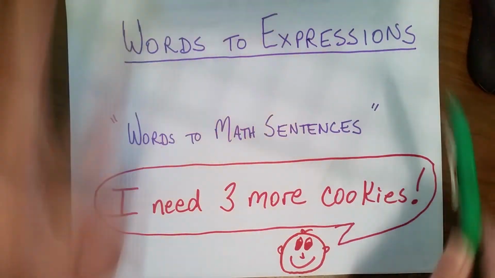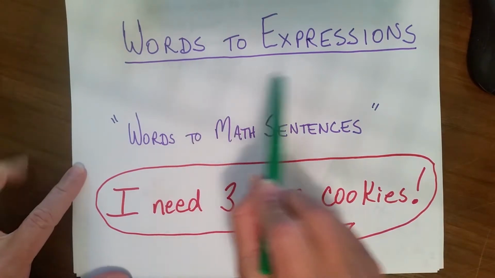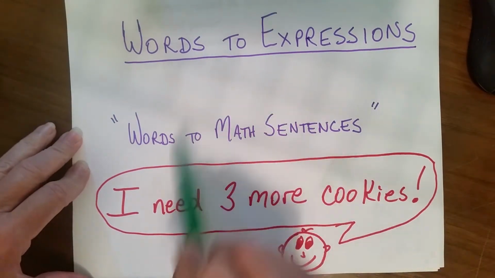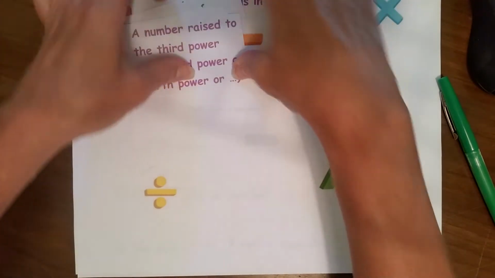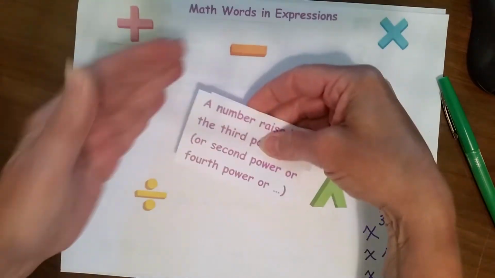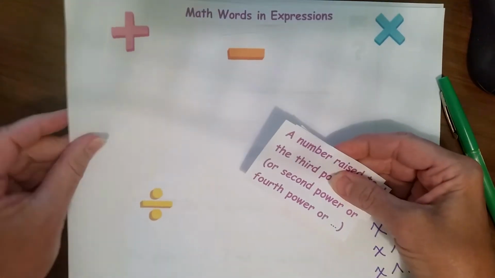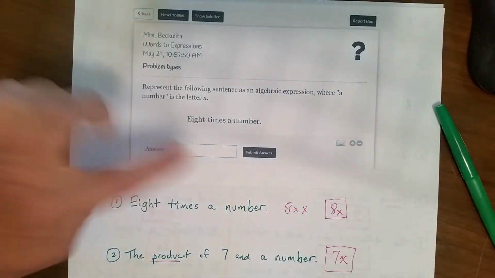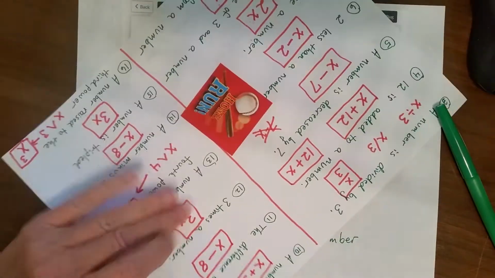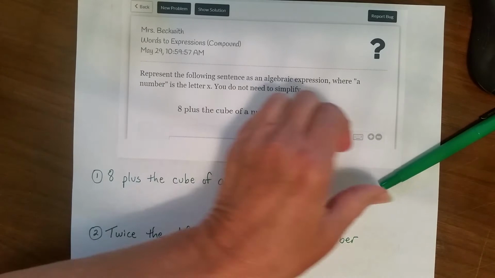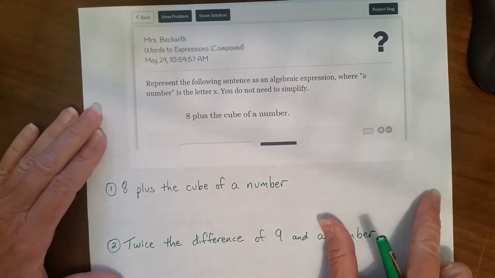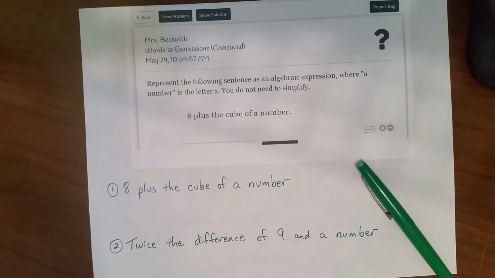But first, we're gonna go Words to Expressions. Again, you've already viewed this one. And we put all of these expressions into the category that they went into. And we went through these problems already. These were one operation problems. Now what we're going to do is do compound expressions. Let me show you what this looks like.